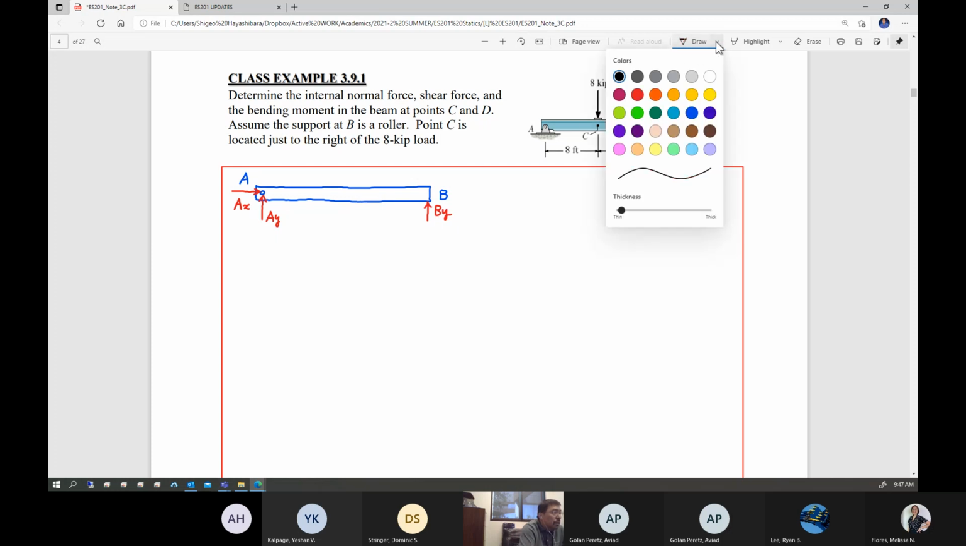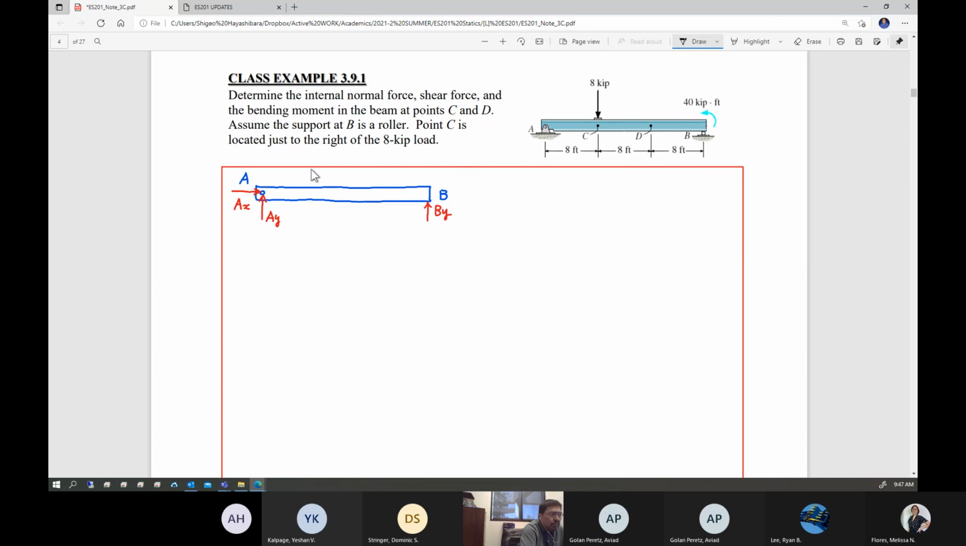Then external loading, 8 kip. What the heck is kip? Anybody? What is kip? Do you know? Kilopounds. That's a terrible unit, isn't it? 8,000 pounds. I don't know who created it, but it's a terrible unit.